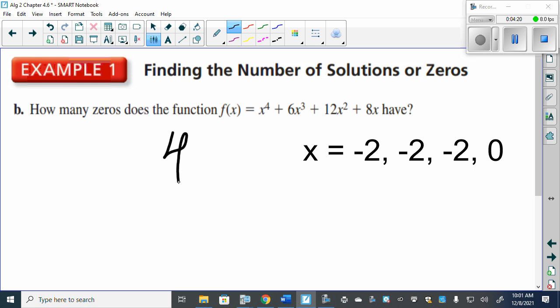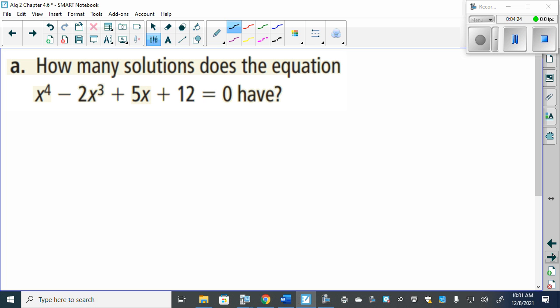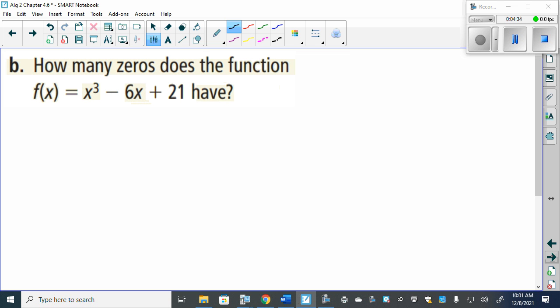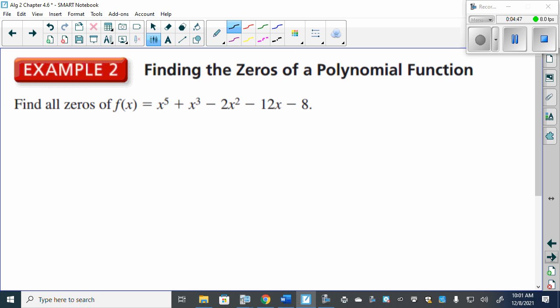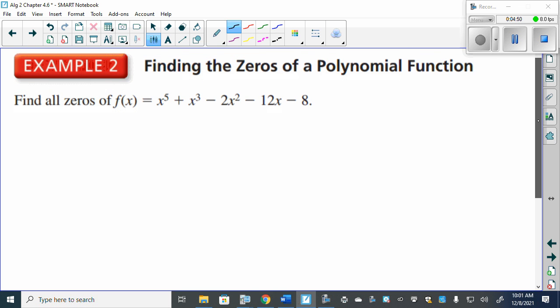Questions on this here? Well, how many solutions would this one have? Because the degree is 4. How many zeros? 3. So it would have 5 zeros because the degree is 5. So the number of answers that we're looking for here is going to be 5. Now, what can we do and how can we go about finding them?